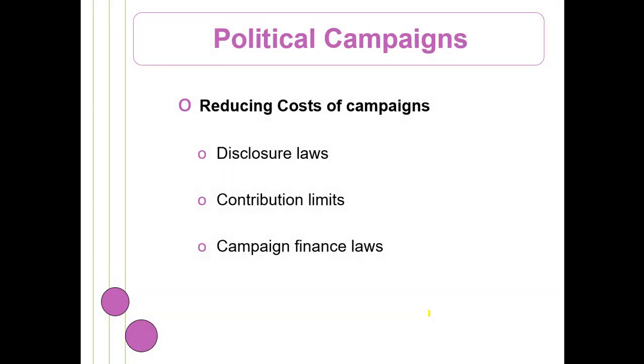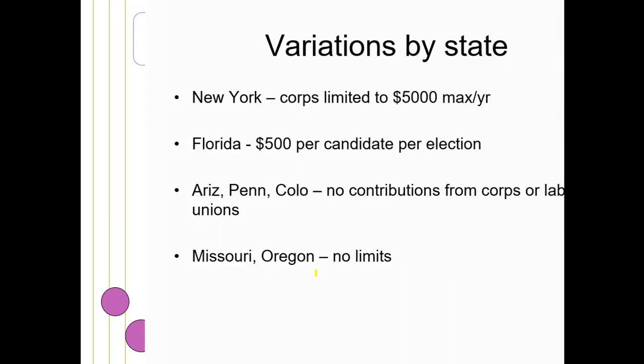So one of the things that reformers are looking at to reduce the cost of campaigns is to pass disclosure laws so that more and more associations and PACs and whatnot, these political committee groups, have to disclose more of where their money comes from and who it's coming from. Also, the possibility of increasing the number of limits on contributions and more laws that are monitoring campaign finance. So there's lots of things that are being looked at.